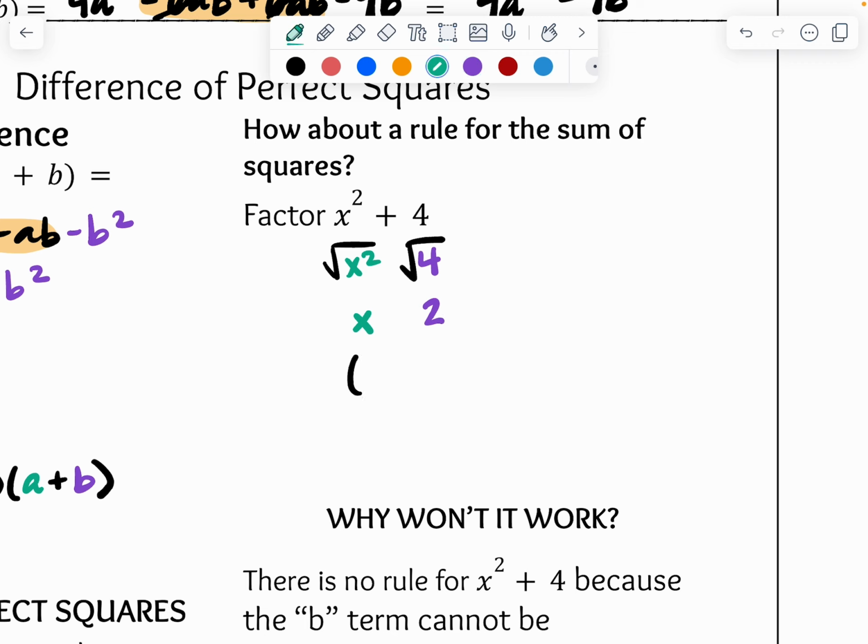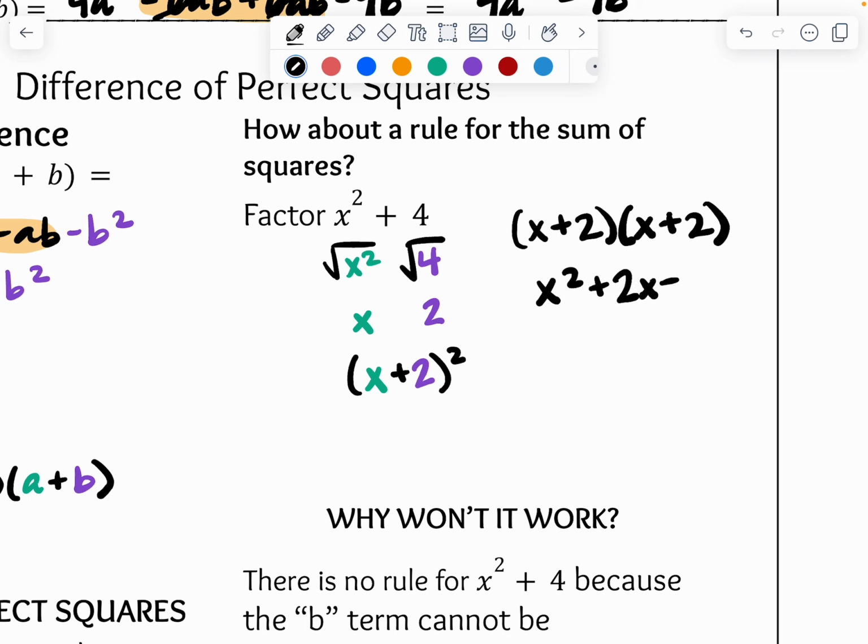You could say, okay, well, is it x plus 2 squared? Or x plus 2 times x plus 2? If we multiply that out, we end up with something completely different. We end up with x squared plus 2x plus 2x plus 4. When you add these together, they do not cancel each other out. You end up with x squared plus 4x plus 4, which was not what we had originally.